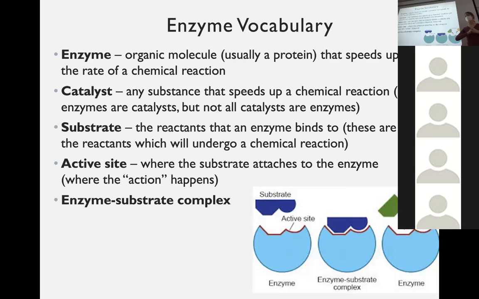Enzymes are often referred to as catalysts, which they are. A catalyst is just something that speeds up a chemical reaction. And there are catalysts that are not enzymes, but every enzyme is a catalyst. It's like squares and rectangles, right? Every square is a rectangle, but not every rectangle is a square. Kind of the same idea. Catalysts are a broader category. Enzymes fit within that. Not super critical that you understand that relationship. Just know that enzymes speed up chemical reactions. They're sometimes referred to as catalysts.